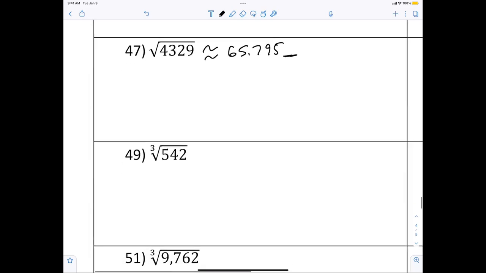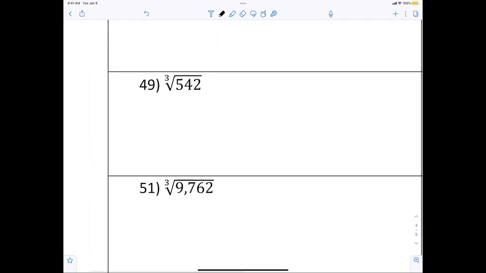All right, here we go. Cube root of 542. 8.153. Does everybody know where the cube root button is? Math 4. And that pulls up the cube root. Okay, math 4. Okay, next.